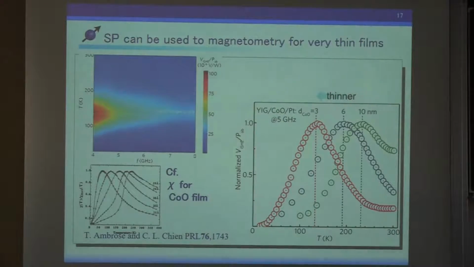So this data shows that the spin current is conductive at the Néel temperature, reflecting the enhancement of the magnetic susceptibility. Susceptibility enhancement means that magnetization deformation becomes soft, which means that the spin current is readily injected. So the spin current is easily injected at the Néel temperature. Okay.